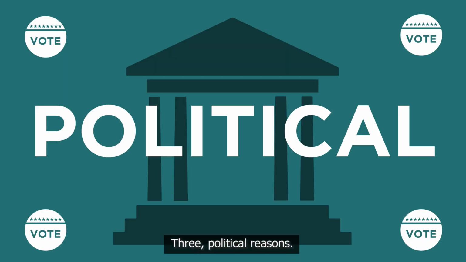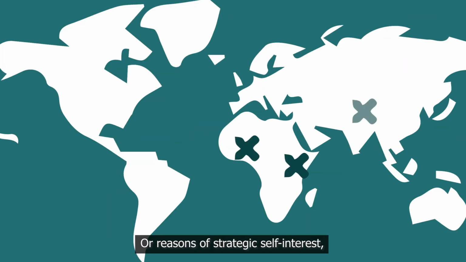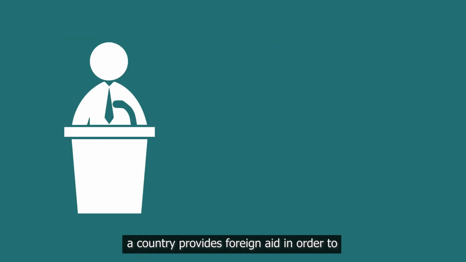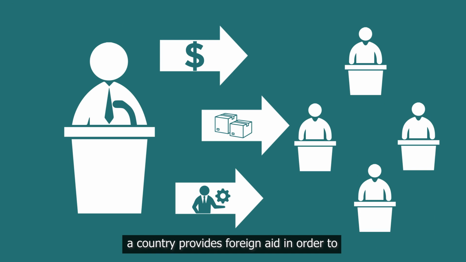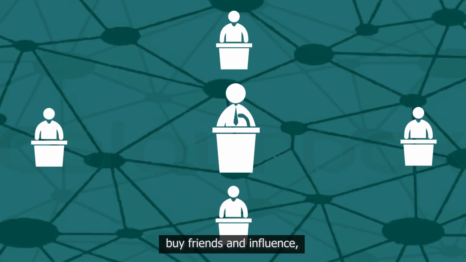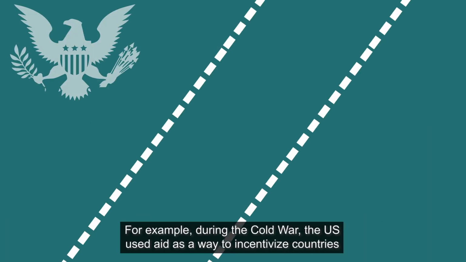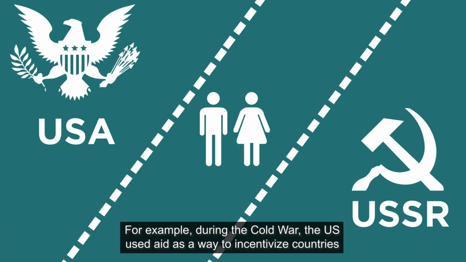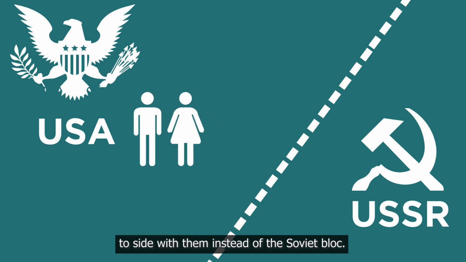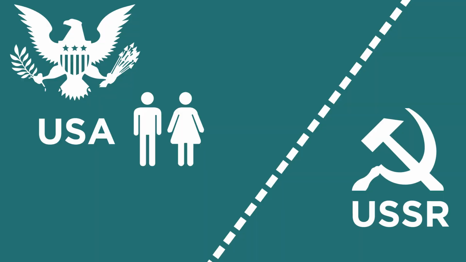3. Political reasons, or reasons of strategic self-interest. A country provides foreign aid in order to buy friends and influence, mainly for security reasons. For example, during the Cold War, the US used aid as a way to incentivize countries to side with them instead of the Soviet bloc.